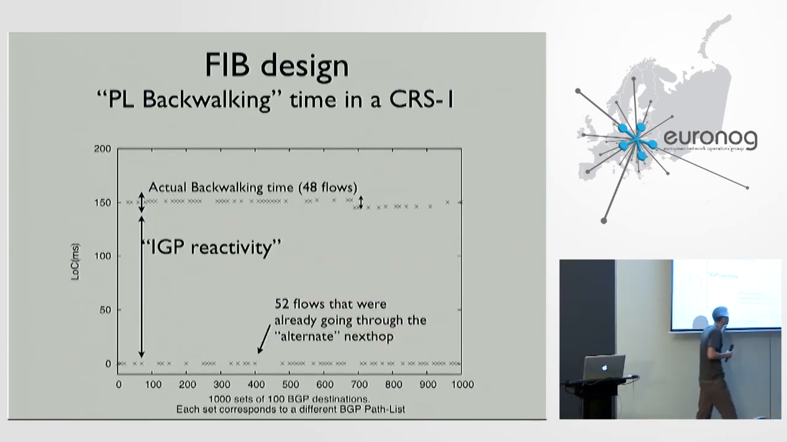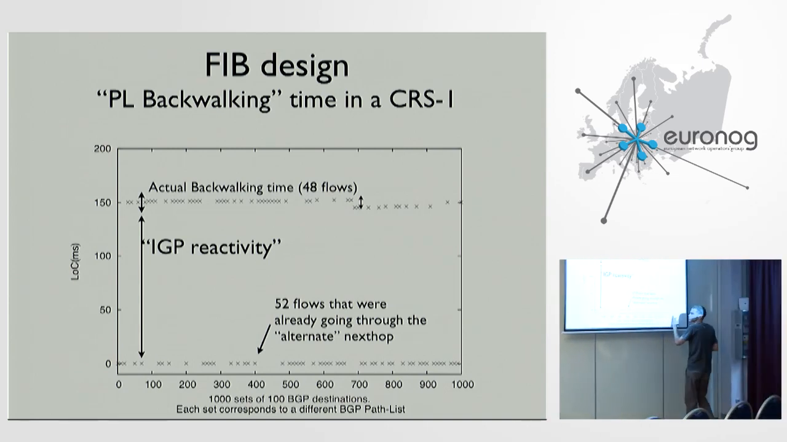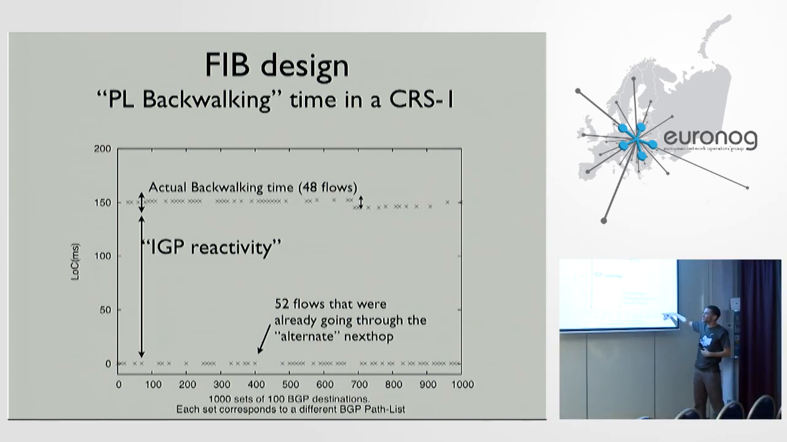On the x-axis, we have the sets of flows that were sent, so we have a K of them, and each set corresponds to one of the loopbacks that have been described before. So we had every time as a primary next hop the router on the north, and as an alternate next hop the router on the south. But these were different loopbacks, and hence these path lists had to be backwalked 100K times.